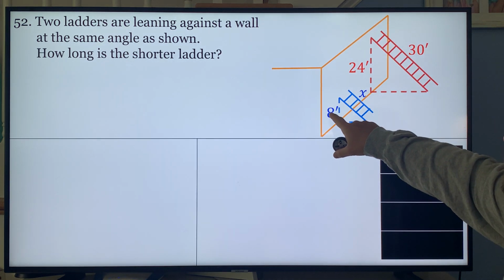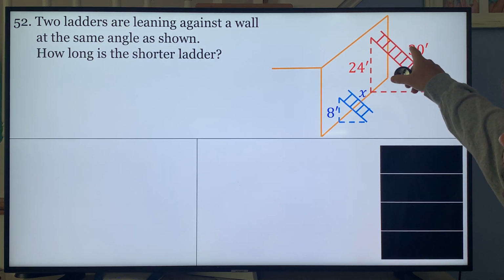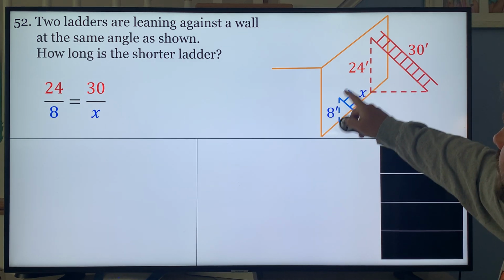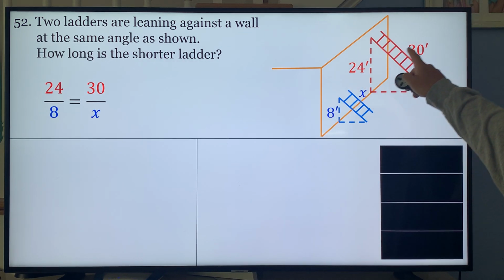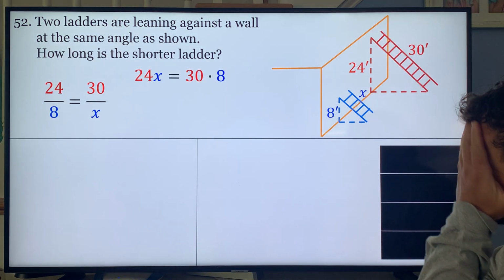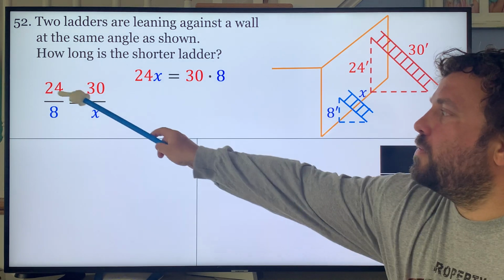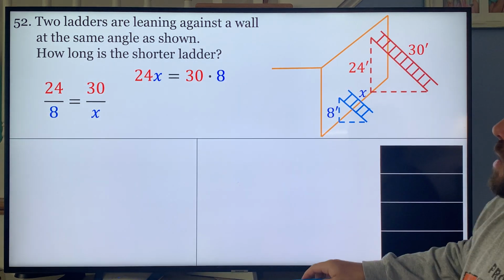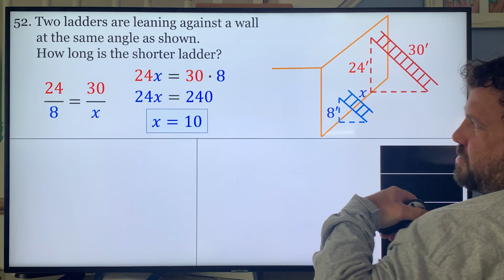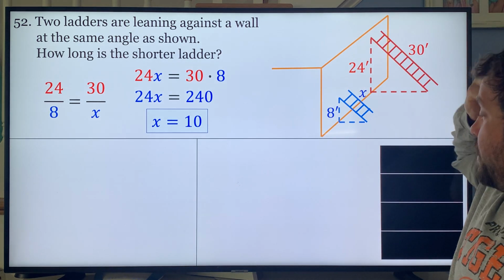But we can use left, left, top, top, right? So you can use 24 over 8, height over height, equals 30 over x, ladder length. 24 times x, you cross multiply once again. 24 times x equals 8 times 30. 24x equals 240, and x equals 10. Got it? Awesome.